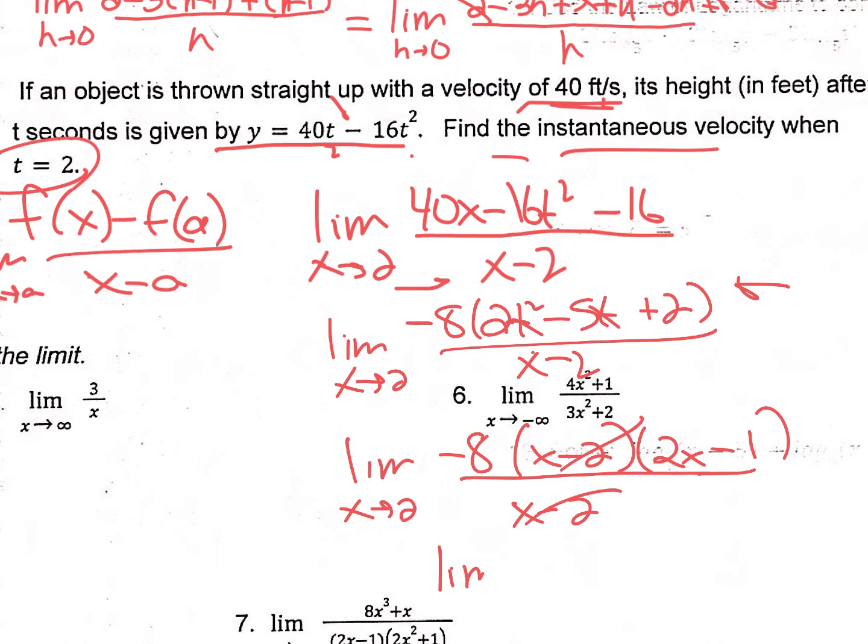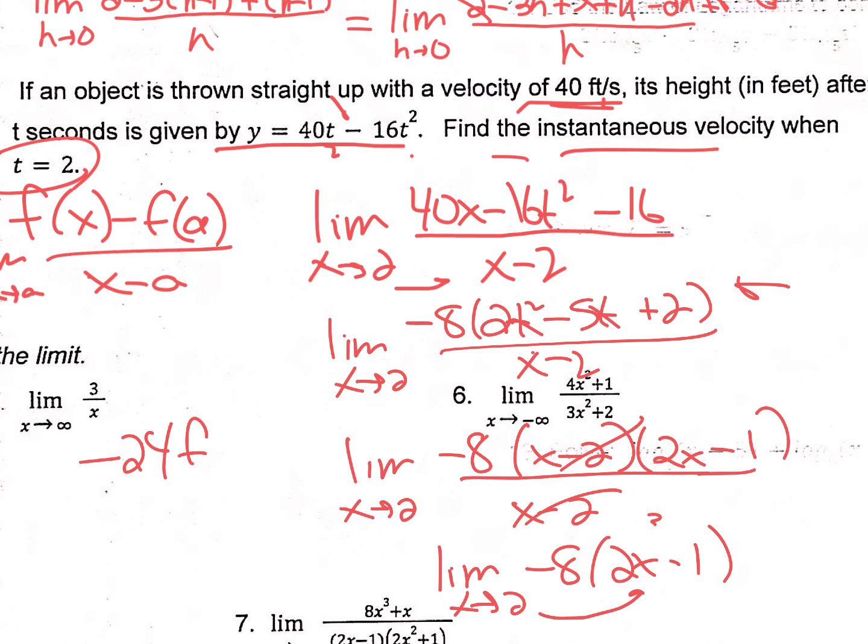So here's what I get. I get the limit as x approaches 2 of negative 8 times 2x minus 1. Now, because my denominator is gone, I have a polynomial, I can just do direct substitution with the 2. If I plug 2 in there, that's going to give me 3 inside my parentheses. Negative 8 times 3 is negative 24. And guys, that's it. Negative 24 feet per second. That's your instantaneous velocity.